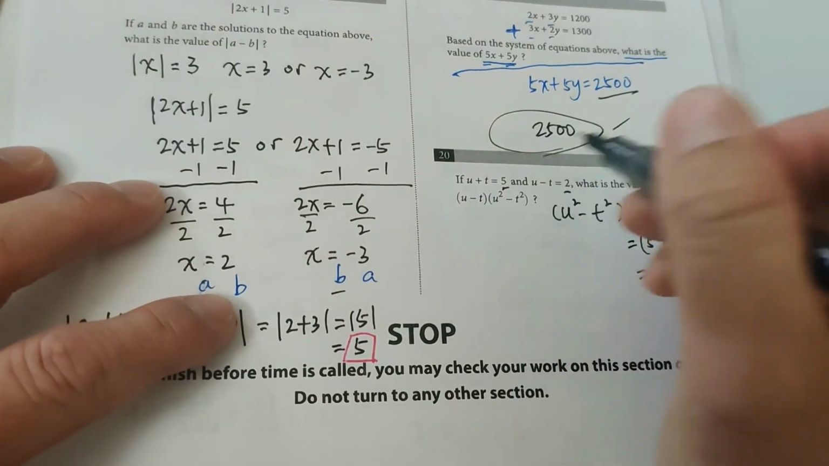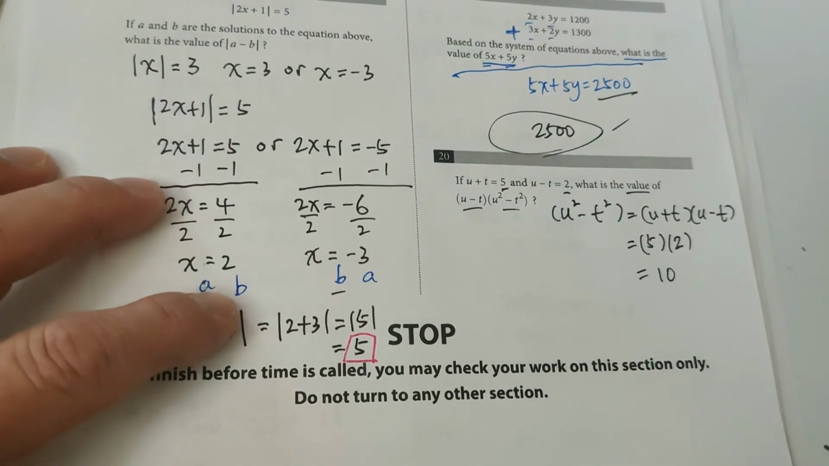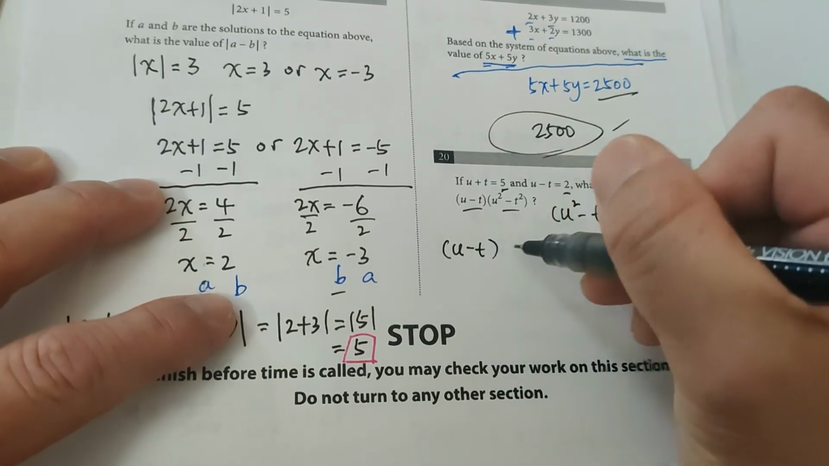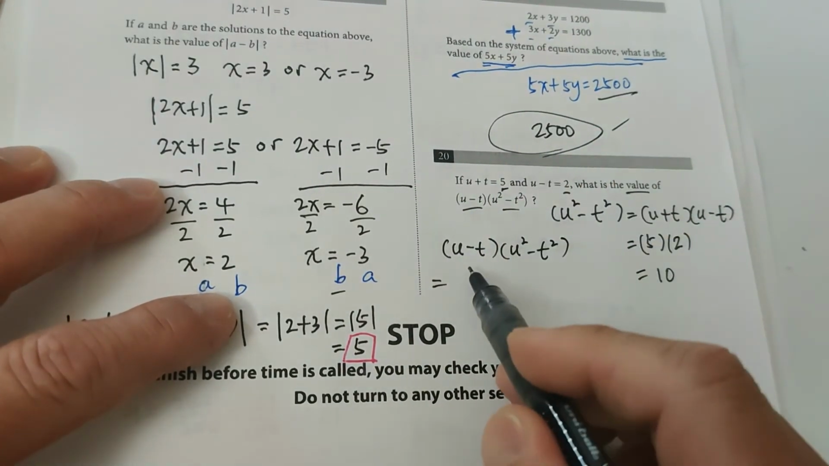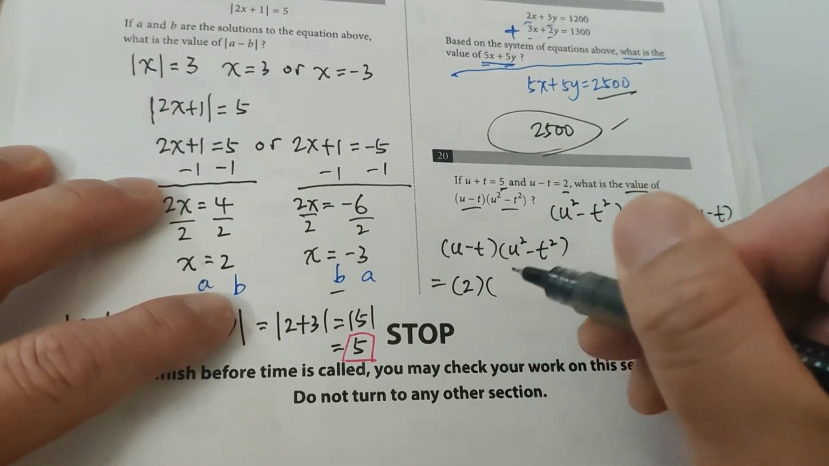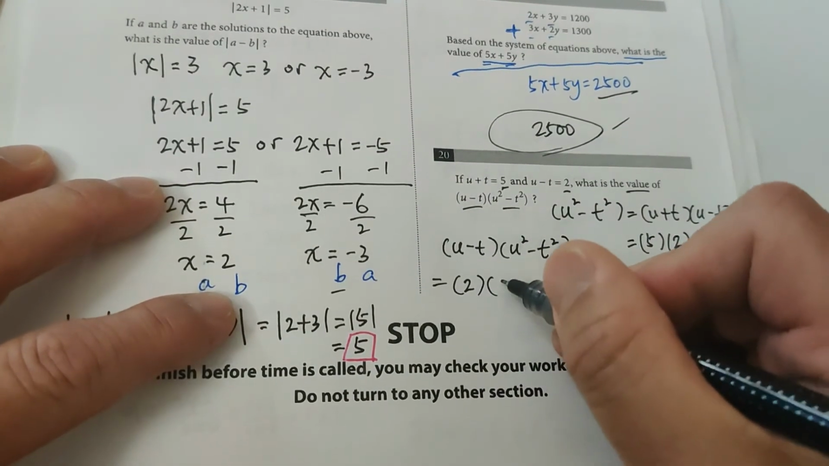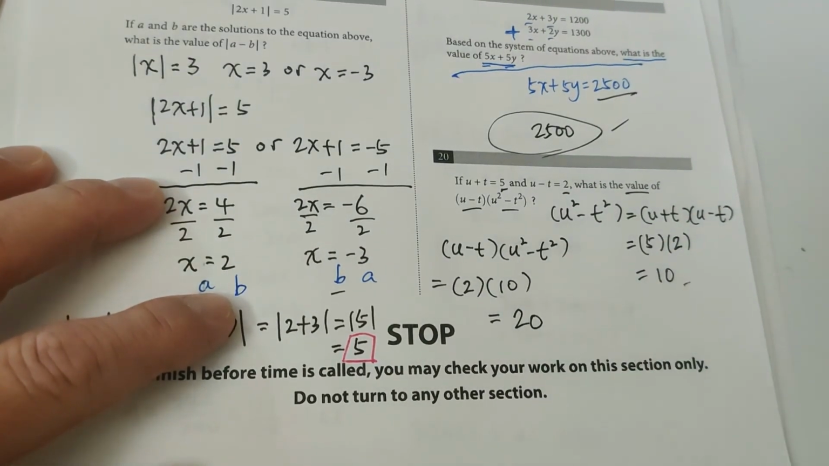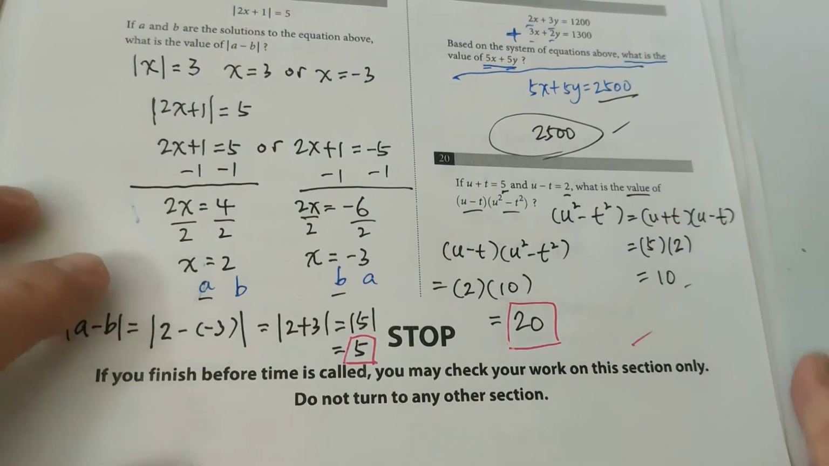All right, so you can redo it over here. It says what's the value of u minus t times u squared minus t squared, right? Let me just copy the question again. So it's going to be u minus t times u squared minus t squared. That is equal to, okay, we know that u minus t is 2. So replace the u minus t with a 2. And we have solved for u squared minus t squared, which is 10. So replace it with a 10. And eventually 2 times 10 is going to be 20. So the answer is 20. Okay, there you go. All right, that is it.